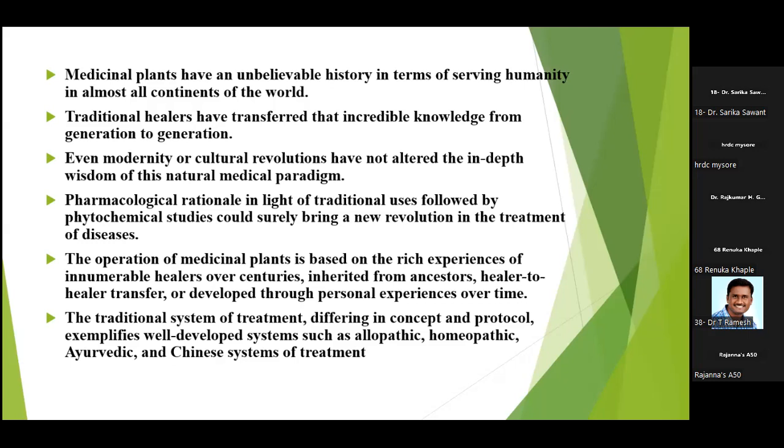Most of the civilized nations have developed their own materia medica, compiling details about various plants used for therapeutic purposes. Even the archaeological studies have provided reasonable evidence.